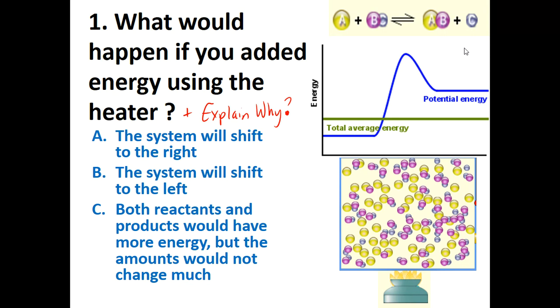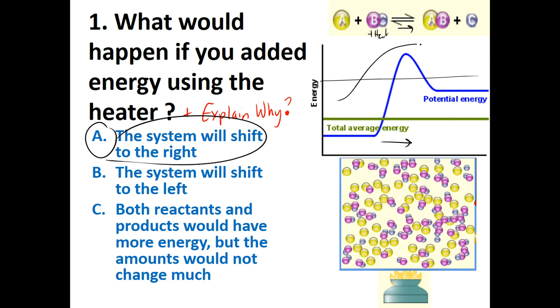If we look at this, it says, what would happen if you added energy using the heater? Well, if I look at this reaction, we can see that the forward reaction is an uphill battle. So that means that the forward reaction is something that requires additional heat. So I'm adding a reactant that's going to favor a shift to the right. That's going to help to raise this total energy line so that we can get over the hump to the actual product side over on this side. So I added heat. It moves away.